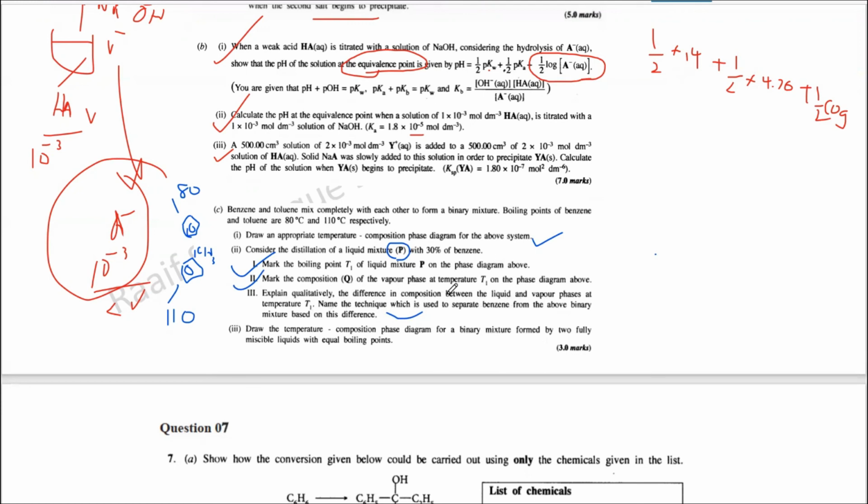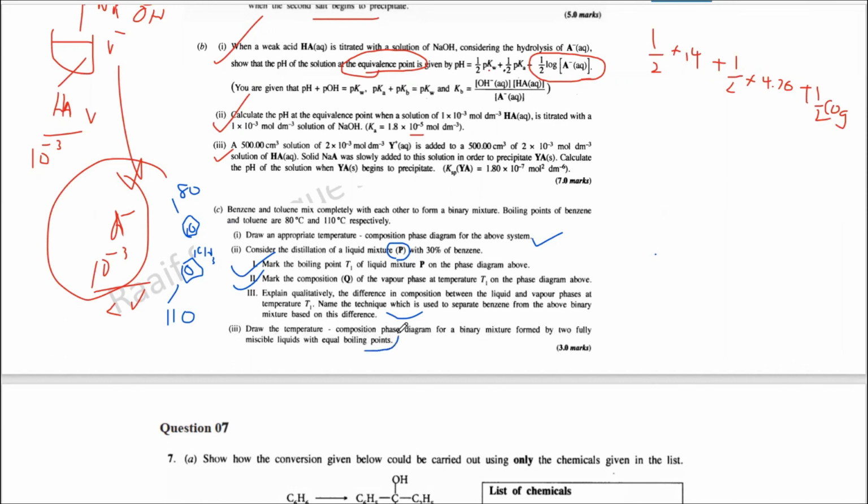So for the difference in composition, you have to mention that in the vapor phase there will be more composition of benzene than toluene. That's it. Very simply. You don't need to explain many things. You have to just tell the simple basic thing. The composition of the vapor is higher in benzene than toluene, and in the liquid it's the other way around.